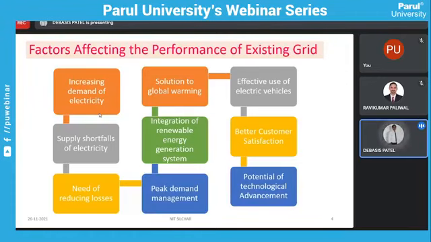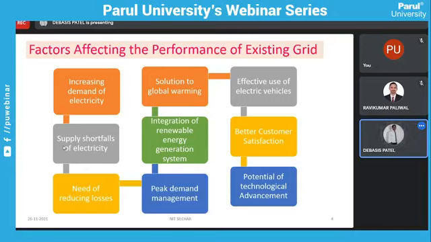Then, shortfalls: this is nothing but the supply of electricity. In a complex network, a huge number of consumers are there, so we have a deficiency of electricity. How to compensate for the deficiency of electricity in our electrical grid? That is also compensated by our smart grid. We will see how we can overcome all this.